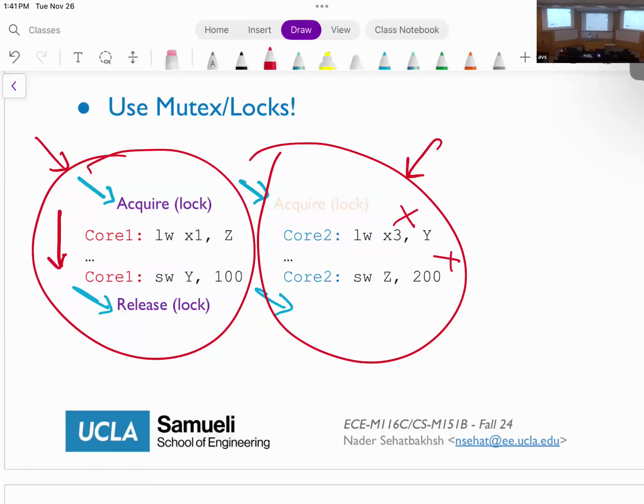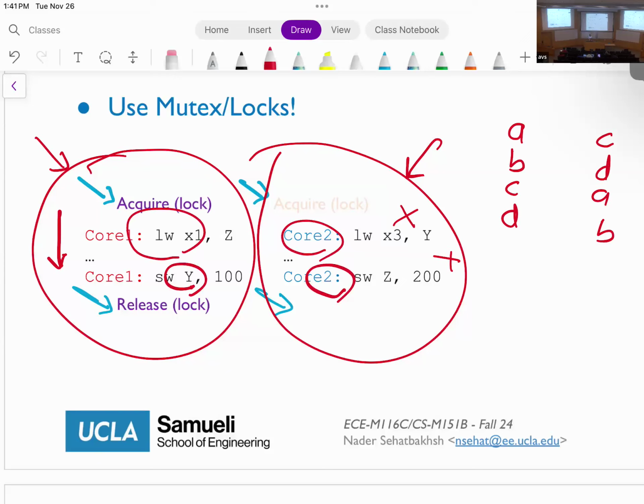Okay? So basically what this says is that I'm going to see either A, B, C, D, or C, D, A, B. I cannot see anything else. I cannot see the overlap. I cannot see this one running, then this one running, then this one running, and this one running. This is not possible. The lock is acquired, you run the whole thing in the lock, and then move on to the next one.